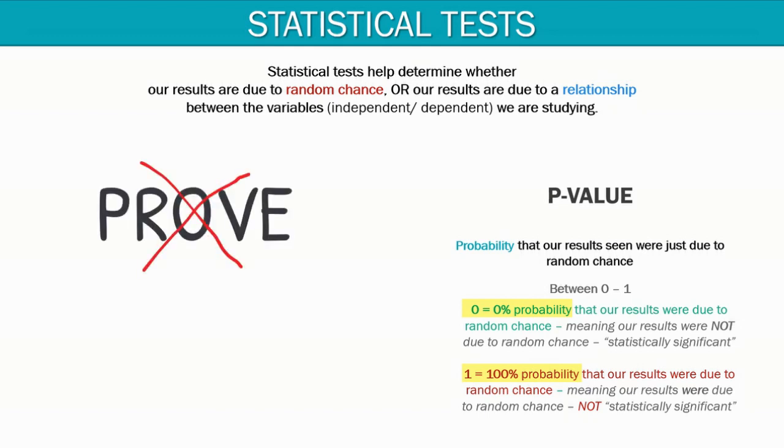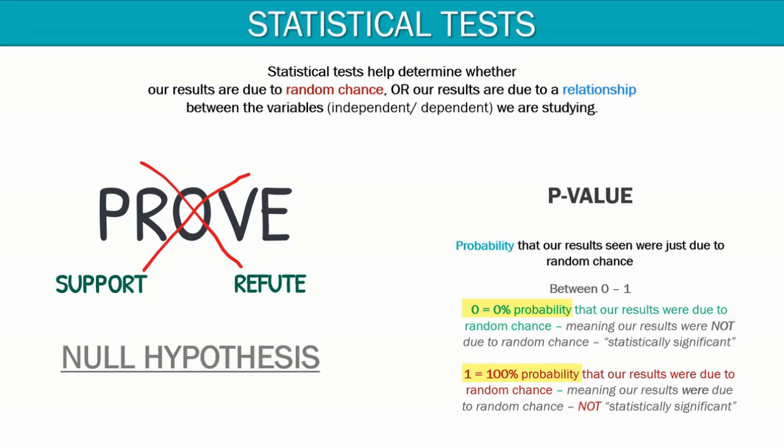Remember, nothing is ever proven in science, right? Instead, we simply support or refute hypotheses. Do we remember that? Yes? Well, this is how we do that. This is how we determine if a hypothesis is supported or refuted, with our p-value. Specifically, p-values are directly related to our null hypotheses.